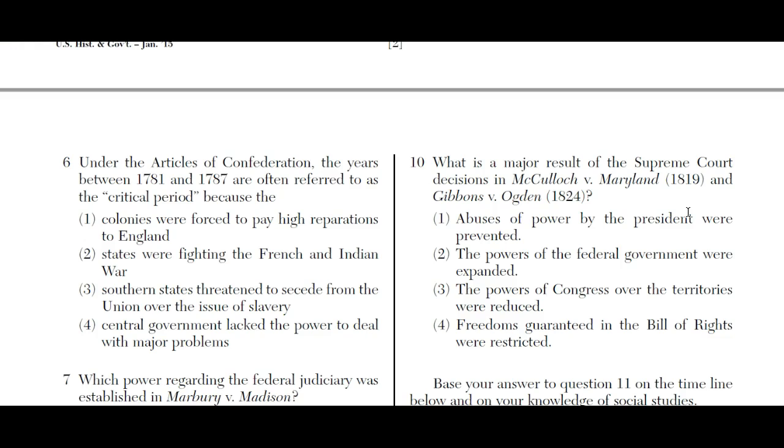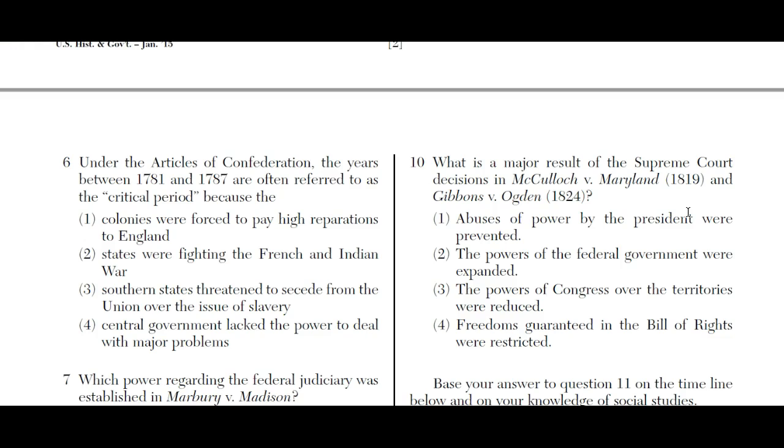Gibbons v. Ogden was a case, if you remember, about the ferry across the Hudson River. There were two guys running a ferry across the Hudson between New York State and New Jersey. One guy got a license from New York State, and New York State said, you're the only guy that can run a ferry. The other guy ran a ferry anyway.